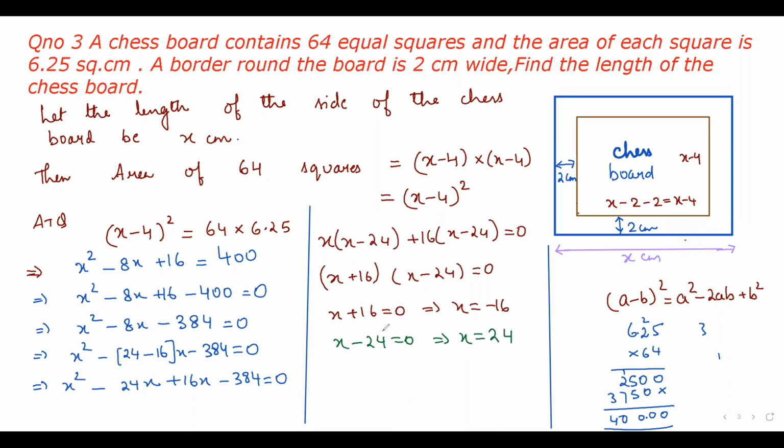Okay. Now again, like we say, negative values are to be ignored when they're talking about length or age or distance. So here also, what is x? x is the length of the side, which cannot be negative. So we will ignore the negative value and we will only take the positive value, that is x is equal to 24. So therefore, we can say final answer statement, length of the side of the chessboard is 24 centimeters.